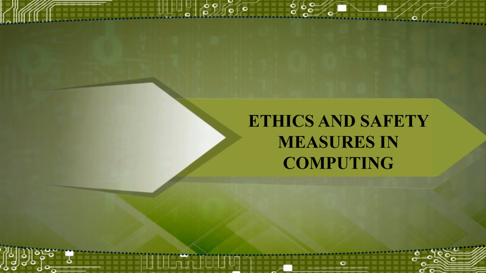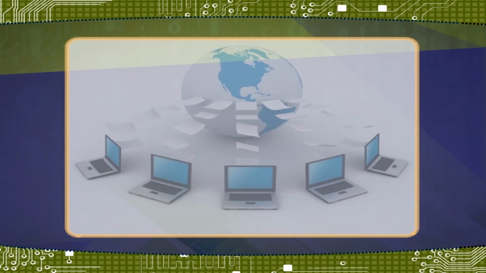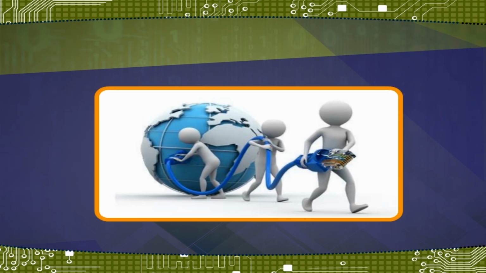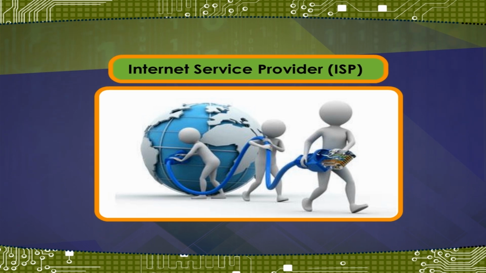Ethics and safety measures in computing. Internet is a worldwide network of computerized devices and servers. Data travels to and from among computer systems and servers. The organization that provides the internet facility to users is called Internet Service Provider or ISP.